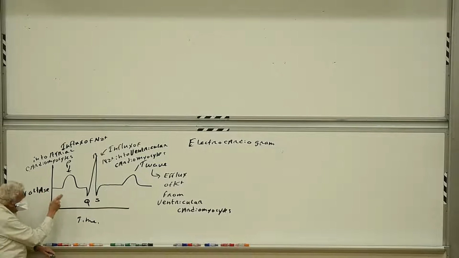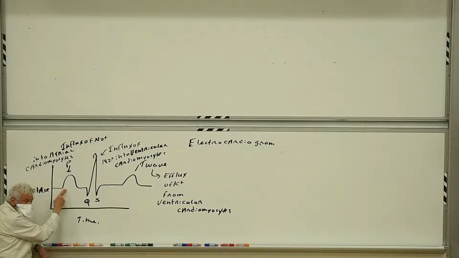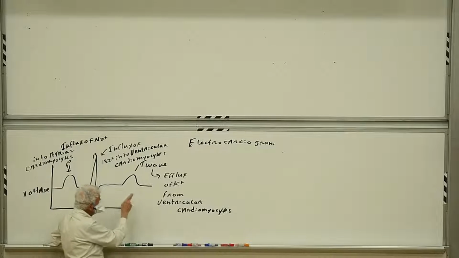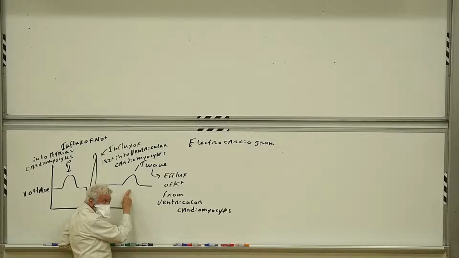So hold on to this. P wave is atrial contraction. QRS wave is ventricular contraction. T wave is repolarization of the ventricular myocardium.